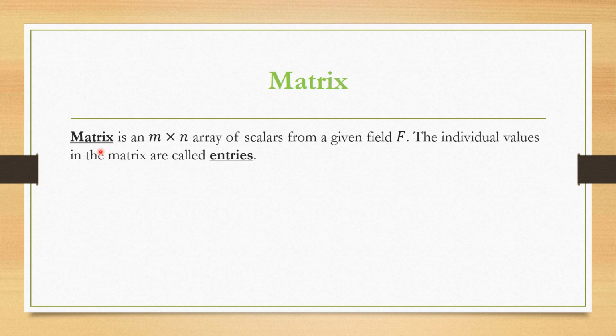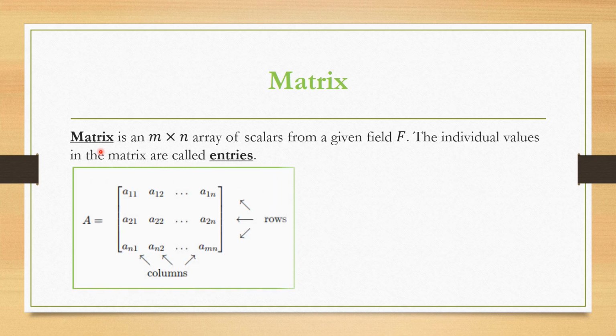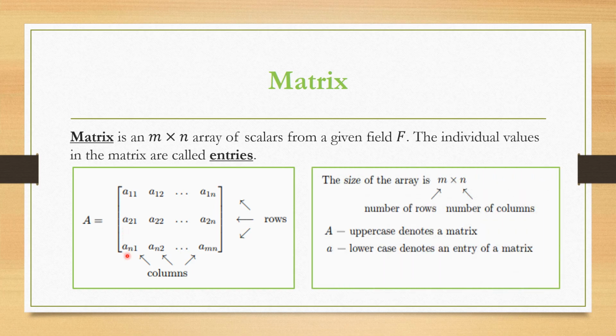Mathematically, a matrix is a set of numbers or symbols or expressions arranged in rows and columns so as to form a rectangular array. The individual values in the matrix are called entries or elements. In this matrix A, the first row vector is A11, A12, etc., A1n. The first column vector is A11, A21, ..., An1.